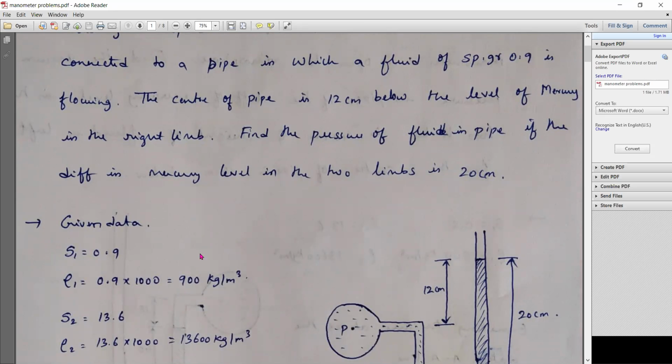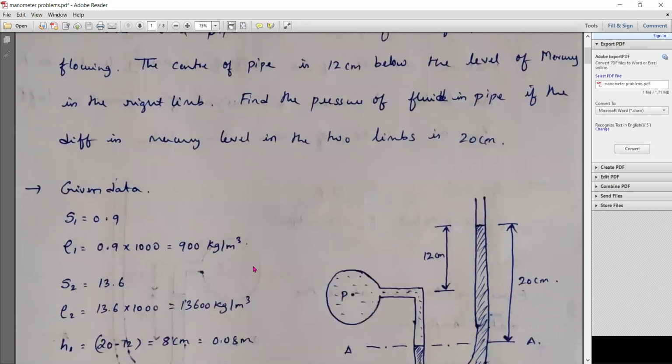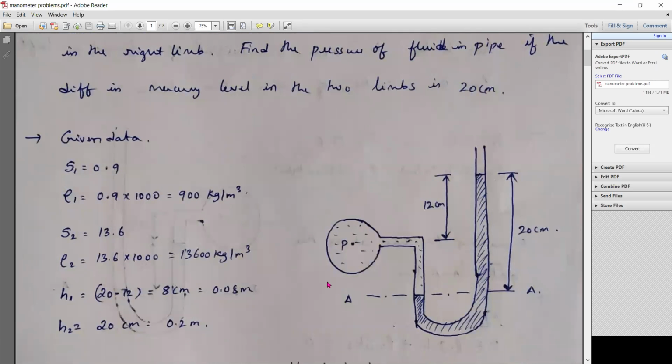See here, we are writing densities in meter cubes, so we need to take the lengths H1 and H2 also in meters. Remember that: either keep everything in centimeters or everything in meters. I am taking everything in meters only. We need two readings in the U-tube. Above the datum line in the left limb, what is the reading you need? H1. Above the datum line in the right limb, it is H2. So we need those two values.